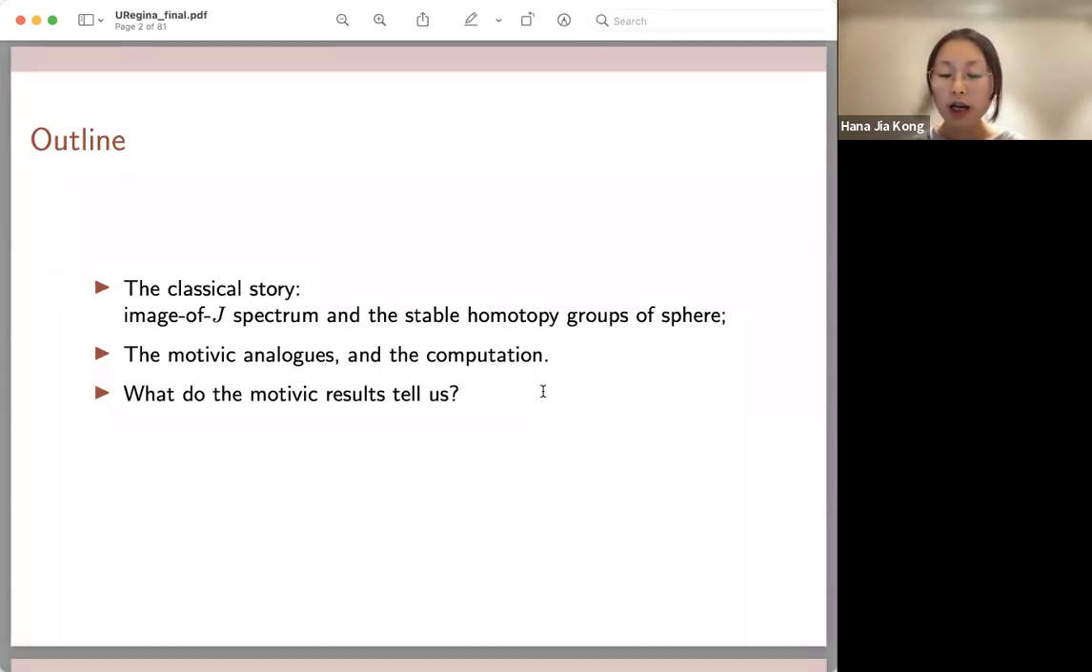I will talk about the computations using the effective slice spectral sequence. And at the very end, I will say a few words about what these computational results tell us, because our starting point is a classical story. So you may expect that certain things that you see in the classical case, you may expect them to also hold in the motivic case. Some of them are true, some of them are not. And what we can get out of this is the last thing I want to say in my talk.